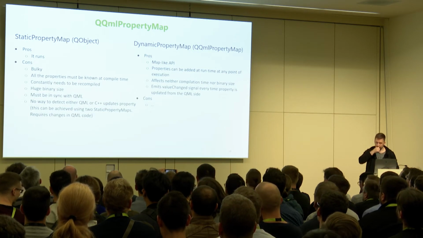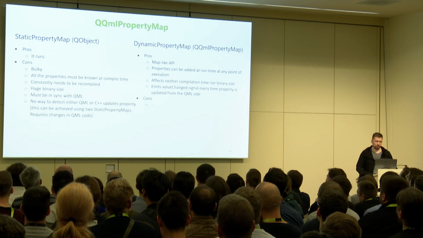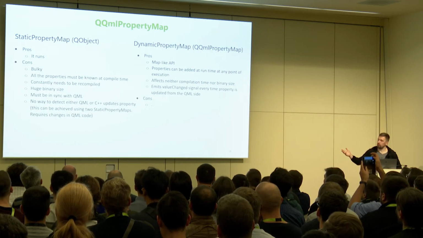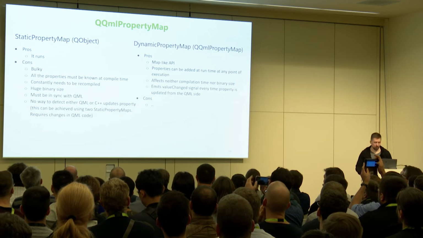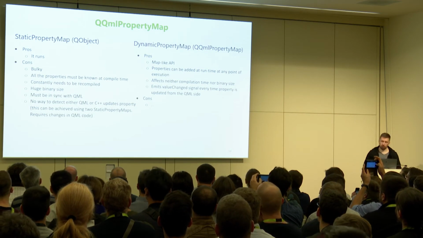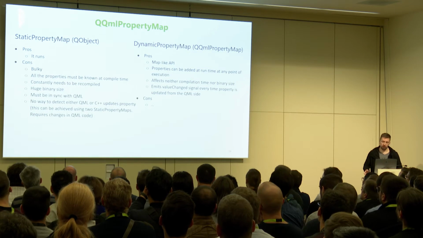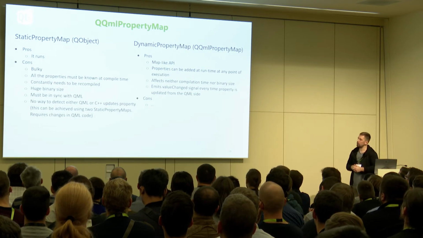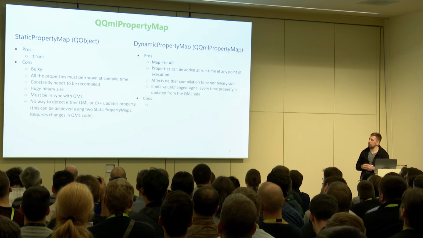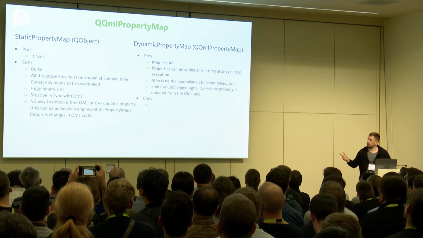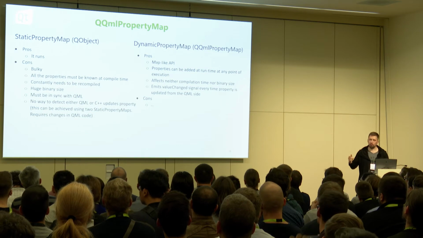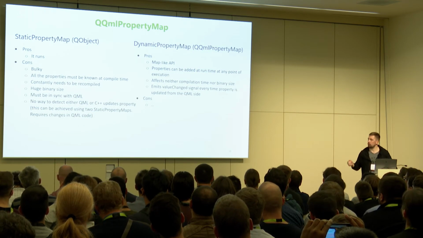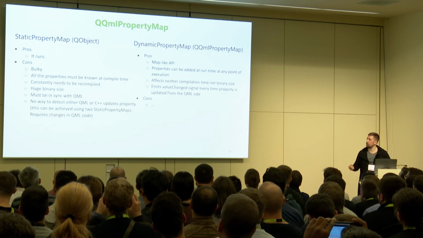Let's compare them. We can see the pros of the QObject. It definitely runs, but that's it. It's bulky, all the properties must be known at compile time, it constantly needs to be recompiled, huge binary size, must be synced with QML, and no way to detect either QML or C++ updating a property. We can simulate this behavior, these 2 static property maps, but that requires changes in QML code. So it fails to keep QML code and C++ code separated.